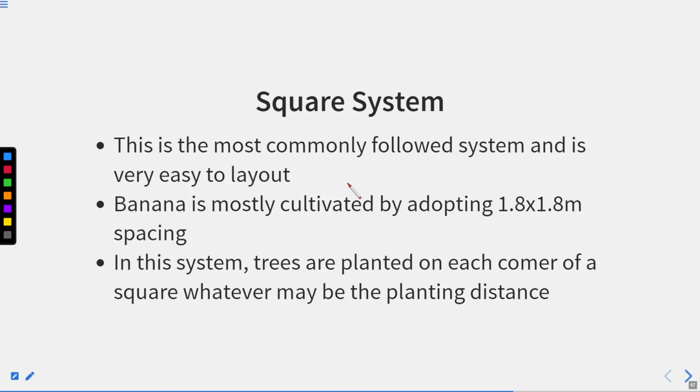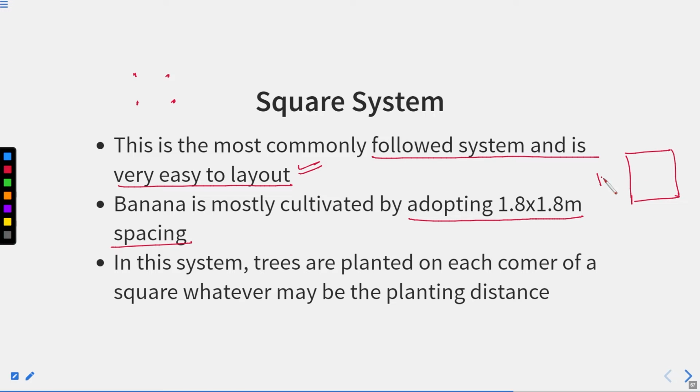Square system. This is the most commonly followed system and it is very easy to lay out. So square system like this. Banana is mostly cultivated by adopting 1.8 into 1.8 meter of spacing. So this is the square type of system. Here it is 1.8 meter and here also it is 1.8 meter.